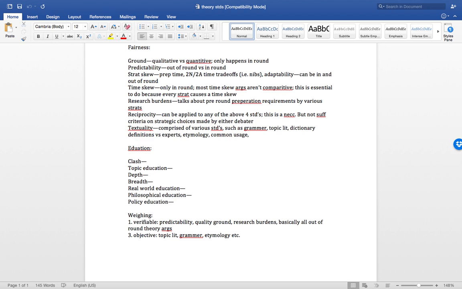Let's talk about grammar. I think that grammar has gained a lot of popularity over the last few years. And typically the argument is that some word in the resolution is like a noun or an adjective or an adverb, and the way that the affirmative is defining it or using it is not as a noun or adjective or as an adverb. They're using a different version of that definition. Okay.